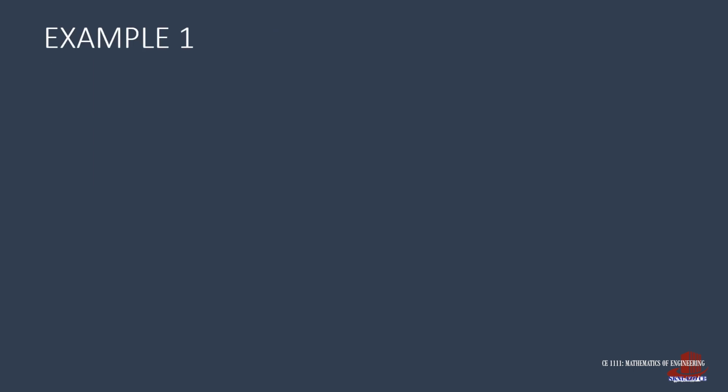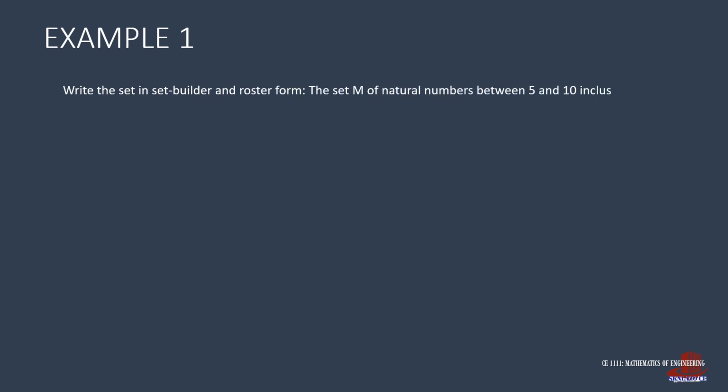Let's work on some transformation examples, starting with showing set builder and roster forms using the word description of the set M of natural numbers between 5 and 10 inclusive. For set builder form, we work mathematical translations where first, natural numbers mean x belongs to N. The next condition in this statement is between 5 and 10 inclusive. This can be shown as x between 5 and 10, with the inequality symbol of less than or equal to.